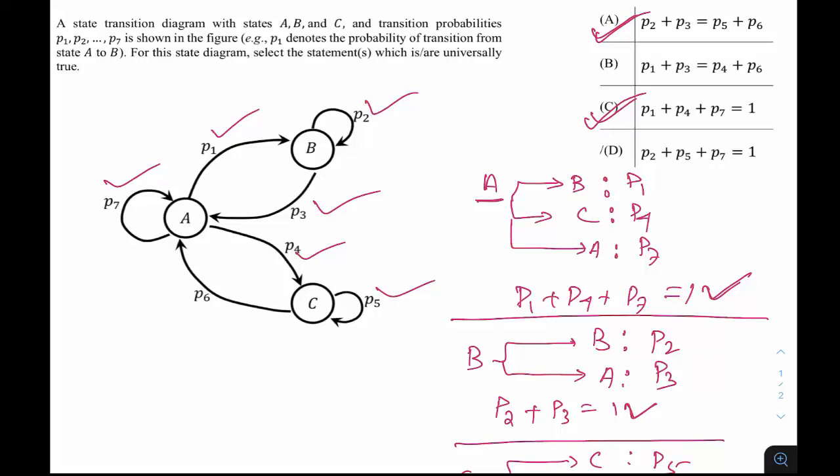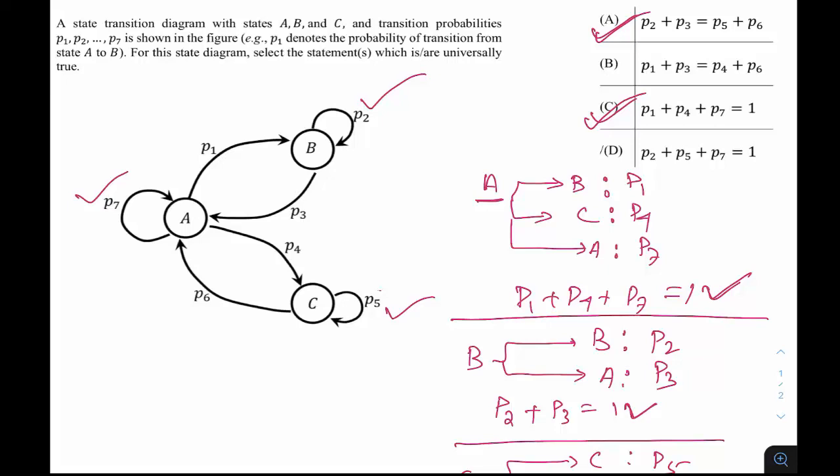Let's say I am checking D. D is saying P2 plus P5 plus P7 equals 1. So what is P2 plus P5 plus P7? P2 is this one, P5 is this one, and P7 is this one. That means if the present state is something, what is the probability that the next state will be again the same state? So in general they are asking that.